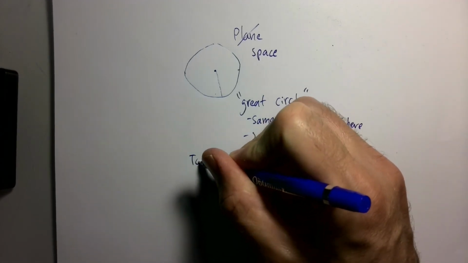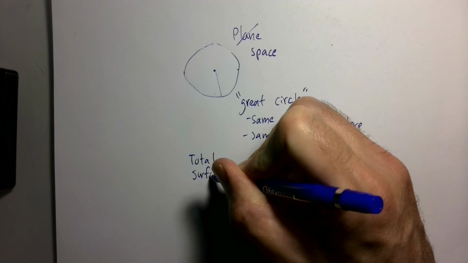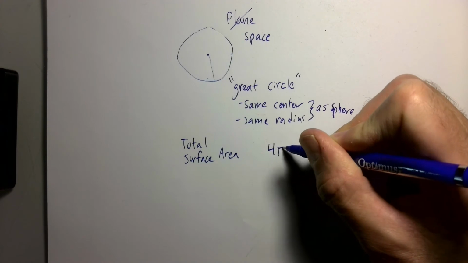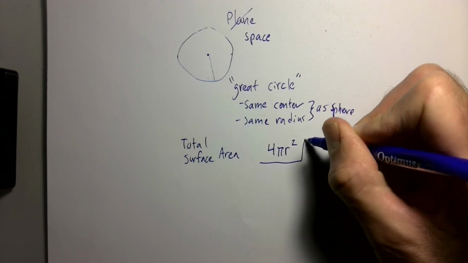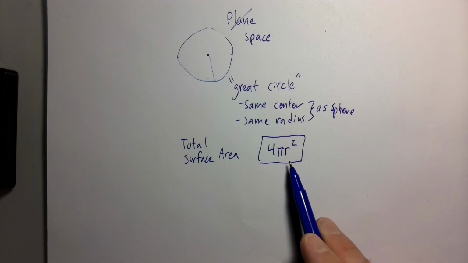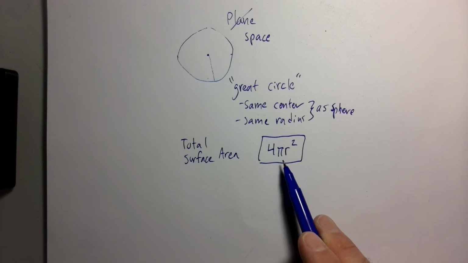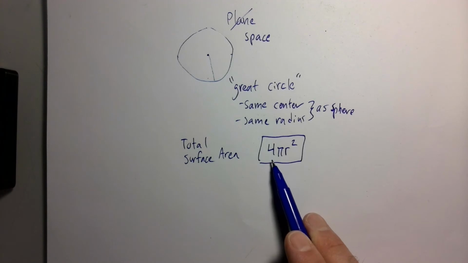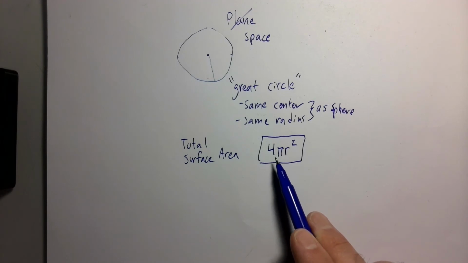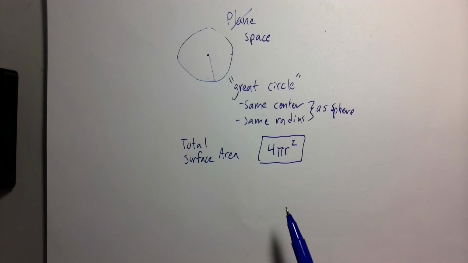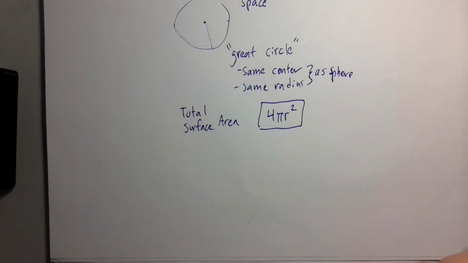So total surface area for a sphere is going to be 4 pi r squared. If you think about it, that's really just the area of a circle times 4. In fact, that's the area of any of your great circles, because they have the same radius and same center, multiplied by 4. I'll see if I can find some cool animations and post them on Schoology for you all to take a look at and maybe convince yourself why this is the right formula for surface area of a sphere. The other one we need is volume.